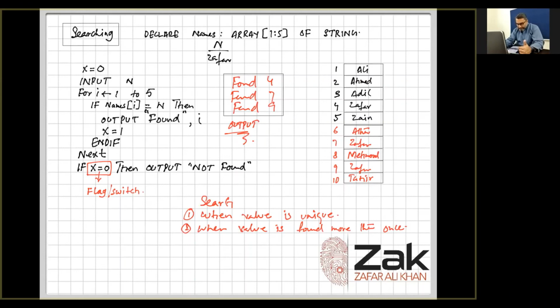Now let's suppose that this array is not from 1 to 5 anymore, rather it is from 1 to 10, and the value that we are looking for, Zafar, is at location 4, then 7, then 9. Now this x equal to 0 is a flag. When i's location is 4, it will output found at 4. Then it will go on, and when the ith position is 7, it will again say found at 7. And when the ith location is 9, it will say found at 9.